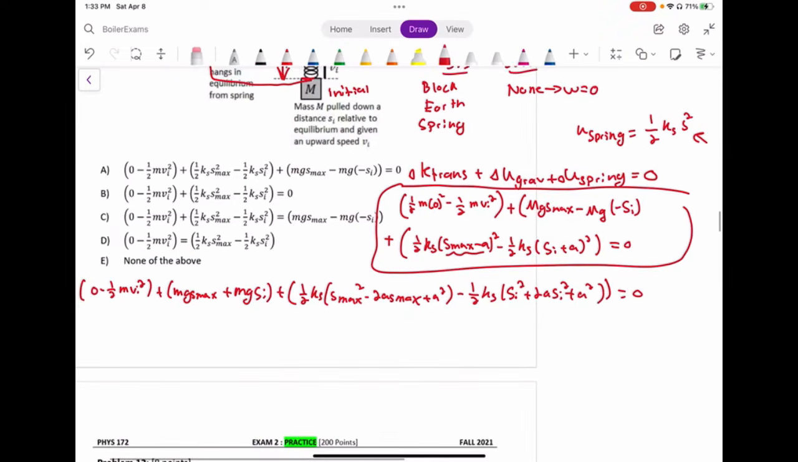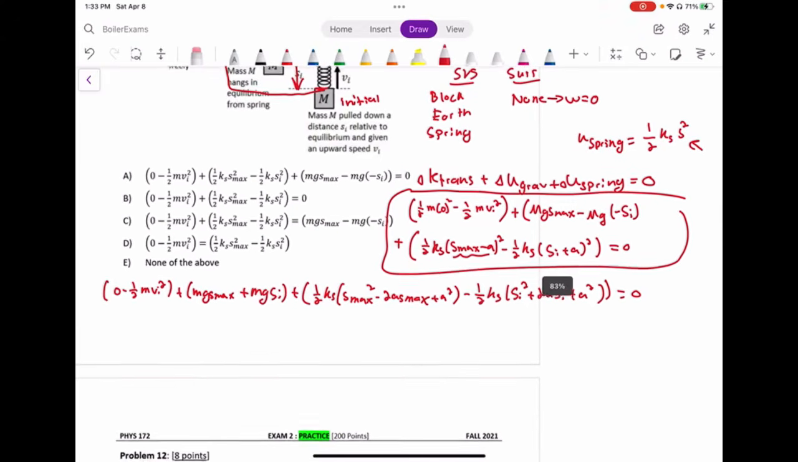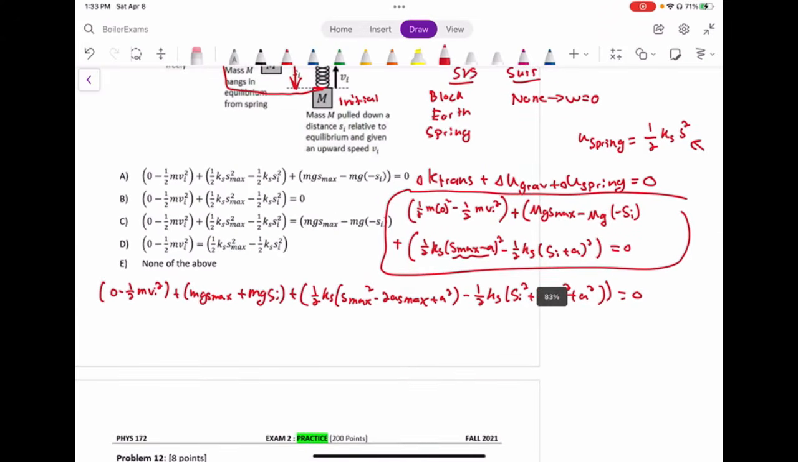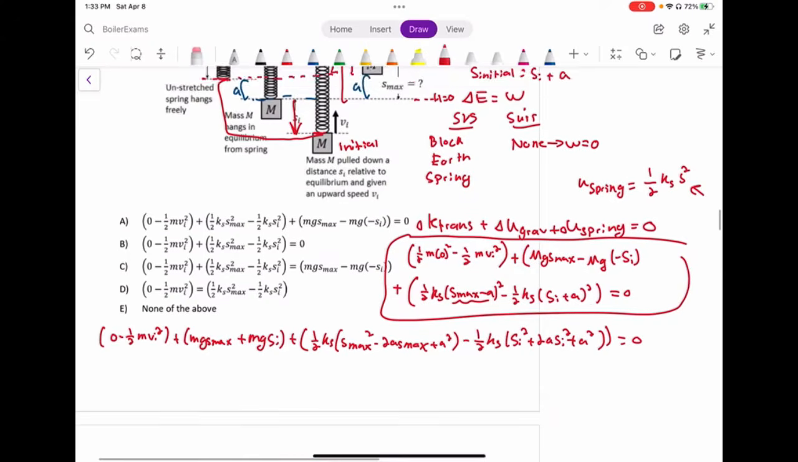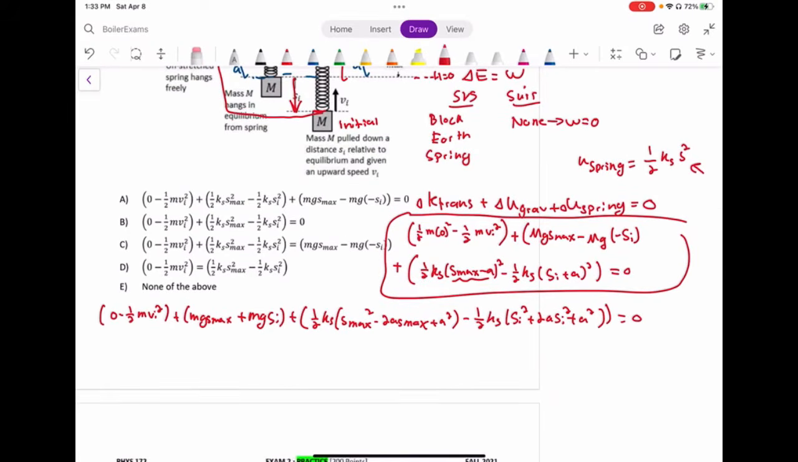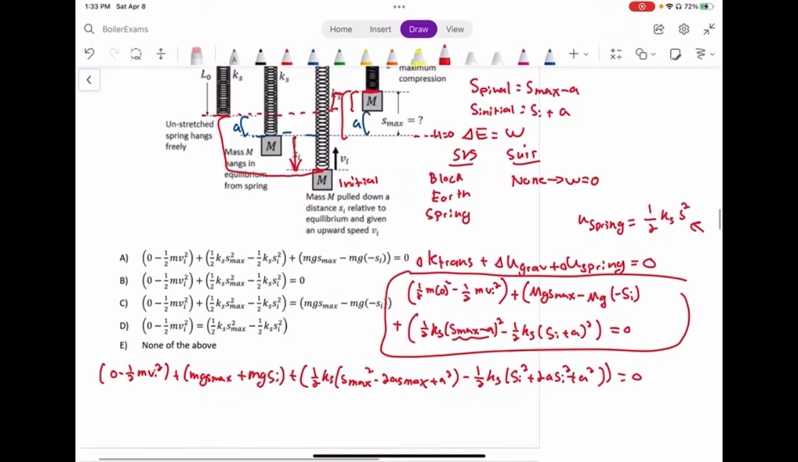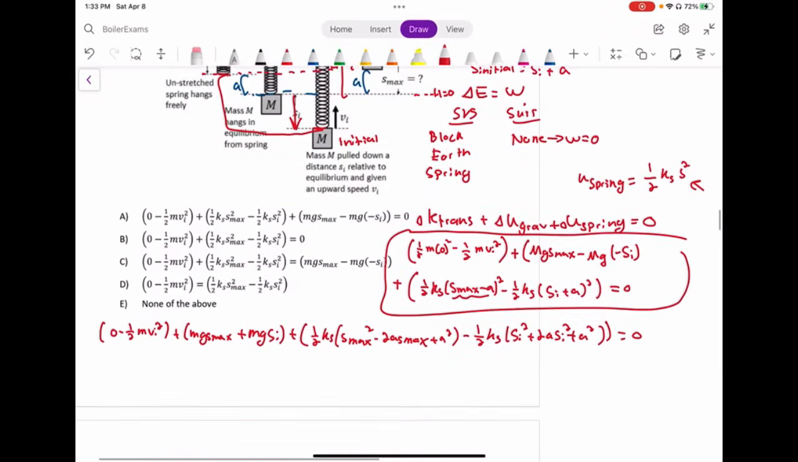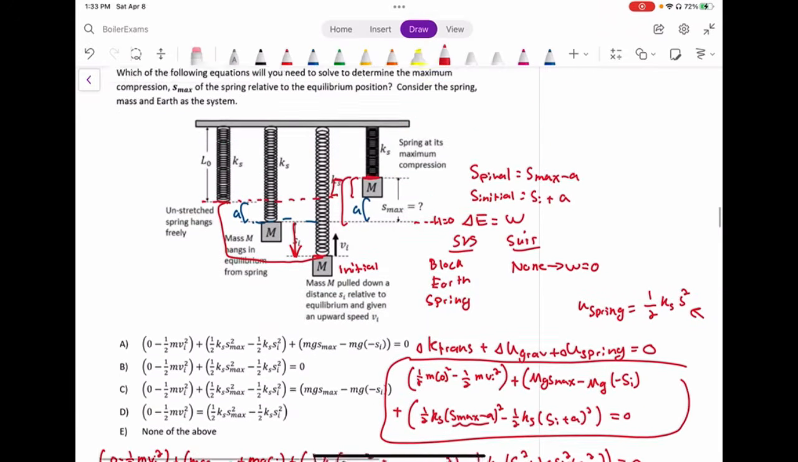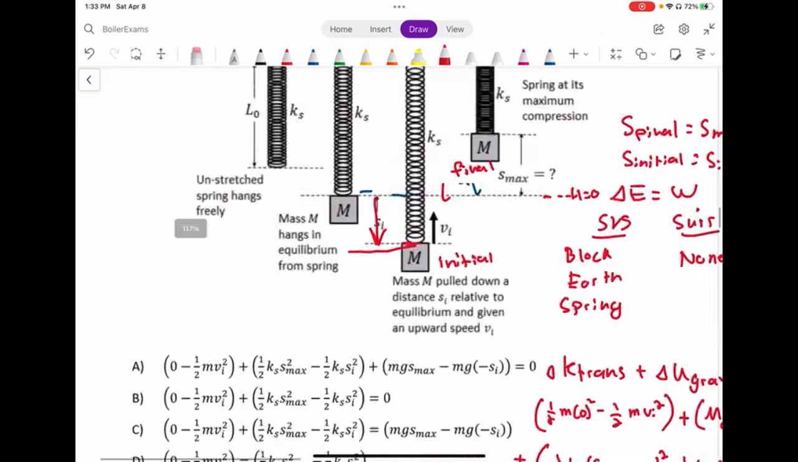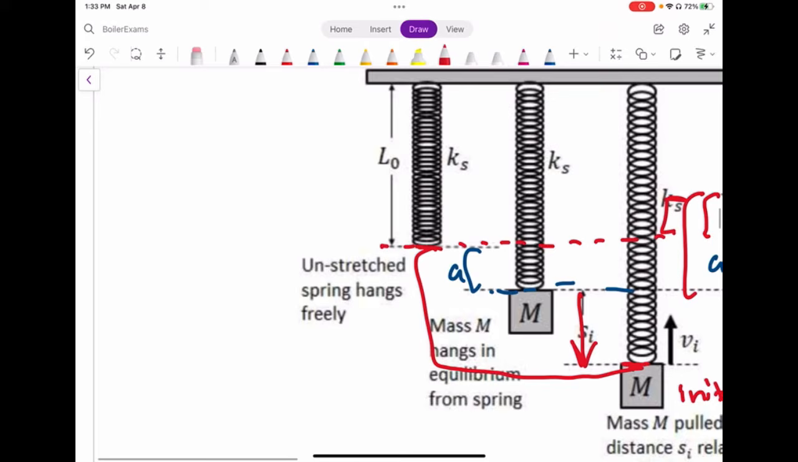Okay, so let's try to simplify this a bit. We're going to need one more piece of information, actually. So right now we can't simplify anything, but we know how we could rewrite ks. Let me give you something to think about here. If we just look at our unstretched equilibrium position of our spring, we can actually figure out what ks is.